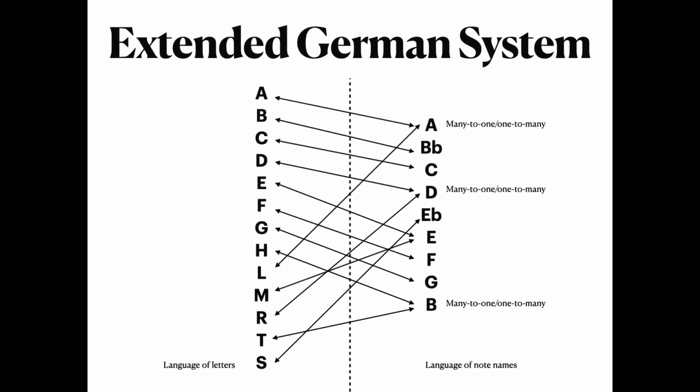Rearrange this here into what we'll call the extended German system. You'll notice here that there are a number of ways to get, for example, to the note A. In this case, it's a many-to-one system. There are many, well, 2 letters which will get us 1 note, and in the other direction, 1 to many. This is the sort of thing that can cause those translation distortions and ambiguities.